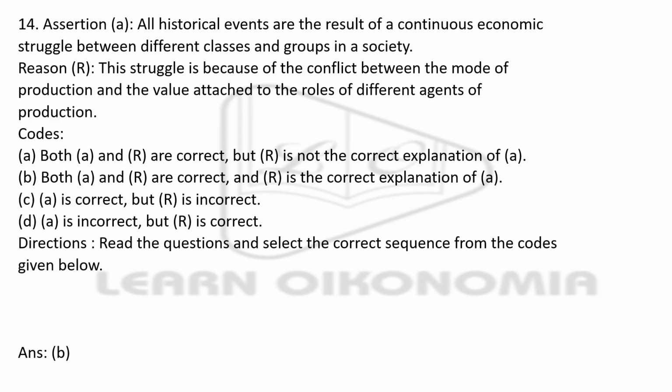Next question, again an assertion and a reason. All historical events are a result of continuous economic struggle between different classes and groups in a society, and this struggle is because of the conflict between the mode of production and the value attached to the roles of different agents of production. This is taken from Karl Marx, the Marxian theory. Here the right answer is option B. Both the assertion as well as the reason are correct, and the reason given here is the correct explanation for the assertion.